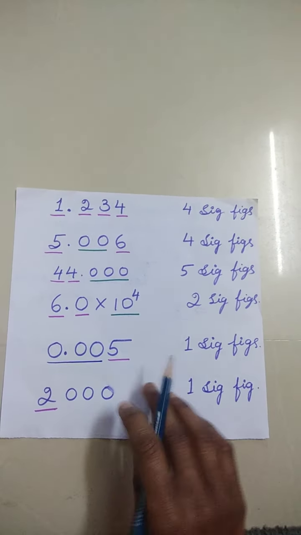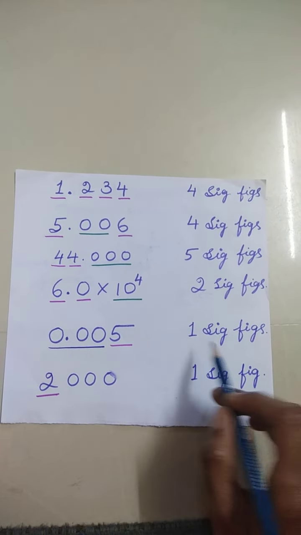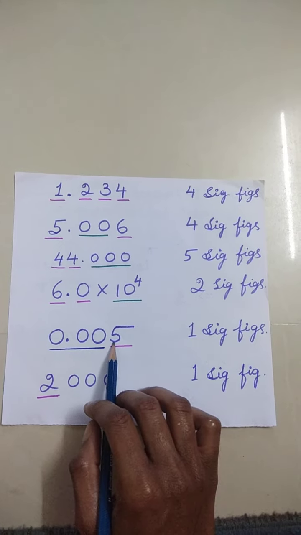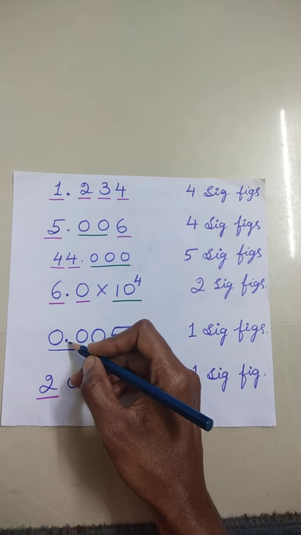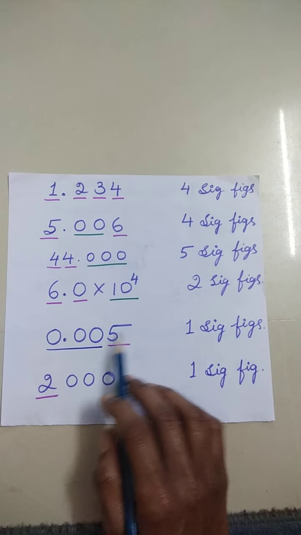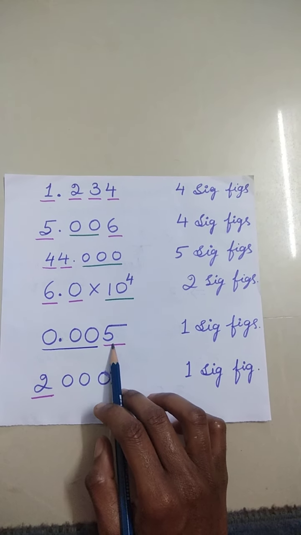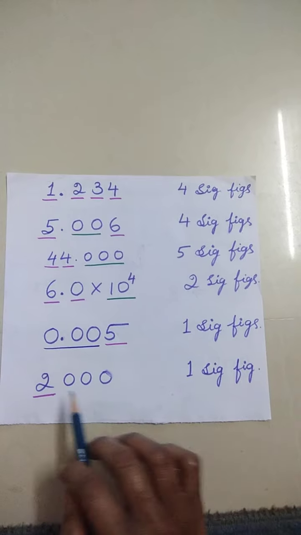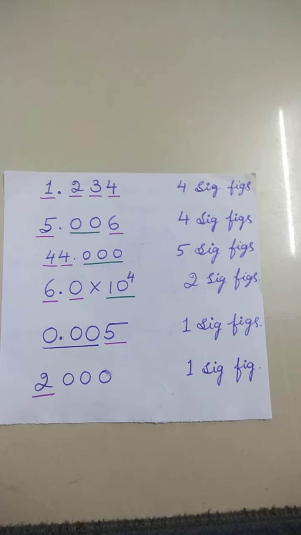See, 6.0. Here it is one significant figure because only 5 is there. After 0 there is a decimal point. Then after 2 zeros there is 5. So only one significant figure. This is one significant figure. Okay.